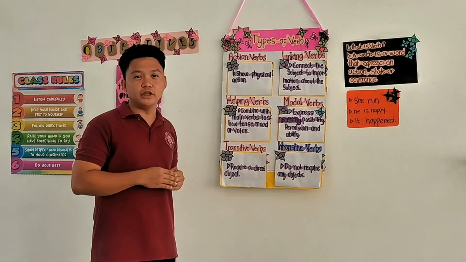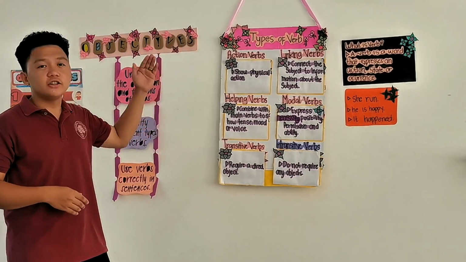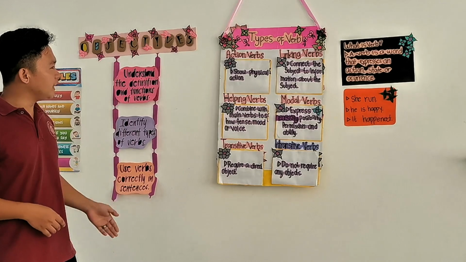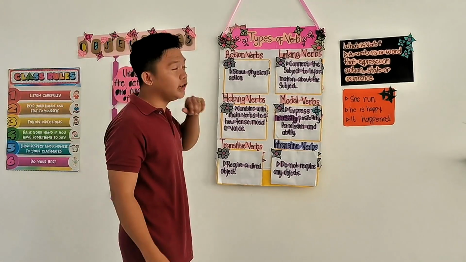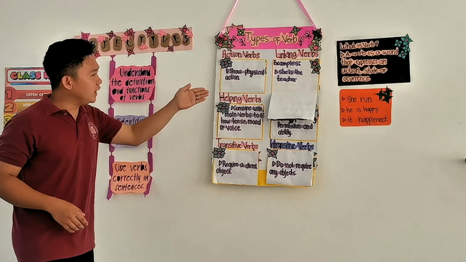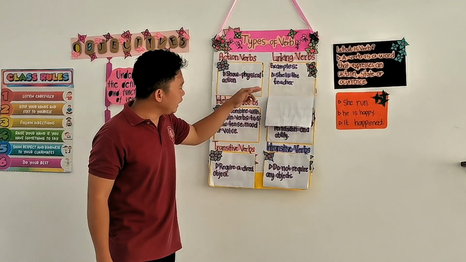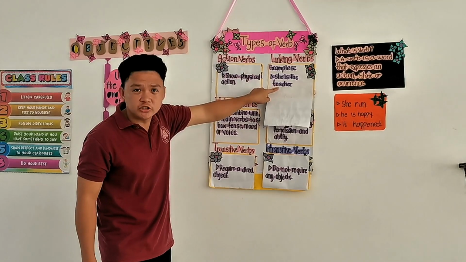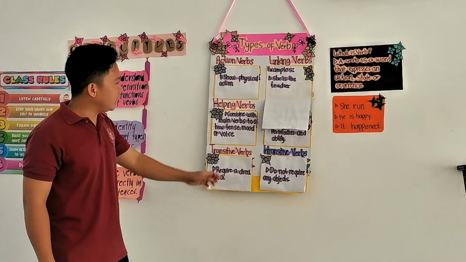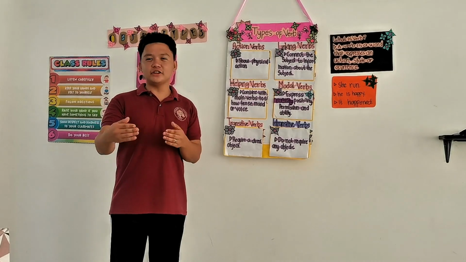So now let's proceed to the linking verb. A linking verb connects the subject to information about the subject. So here is the example: she is the teacher. So the linking verb is is, and the subject is she. Do you understand? Okay, thank you so much.